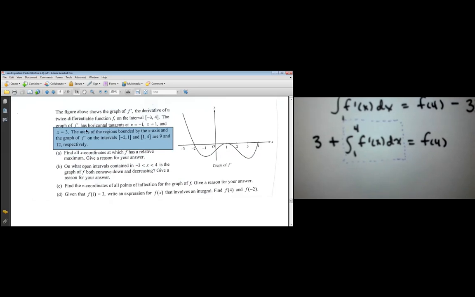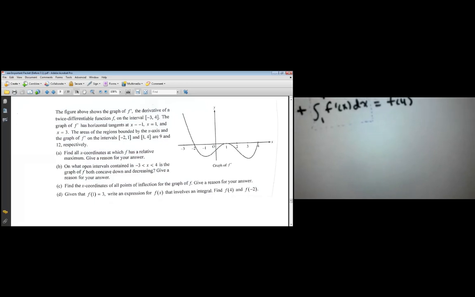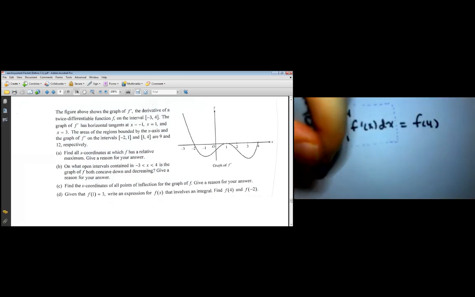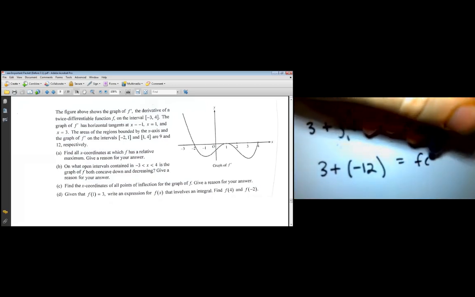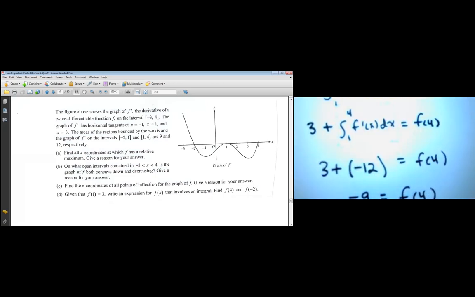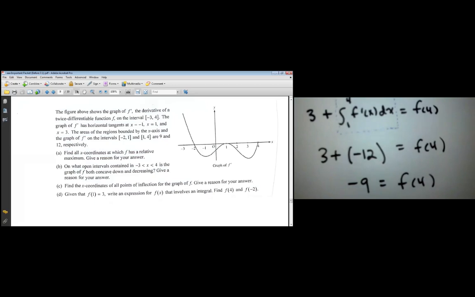The areas on the graph of f prime from -2 to 1 and 1 to 4 are 9 and 12 respectively. That means this area over here is 12. But since it's underneath the x-axis, what are we going to make it? What kind of 12? Negative. You got it. So it's 3 plus a -12. Final answer, -9. Does anybody have any questions on that?